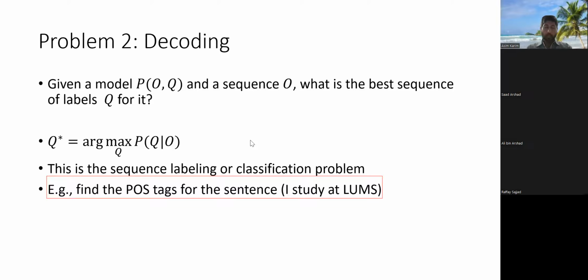So let's say you're given the sentence, "I study at LUMS," this is capital O. We would like to find the capital Q, which is what? Pronoun for I, verb for study, preposition for at, and noun for LUMS. So this sequence of labels is the capital Q that we would like to find, and which is, of course, the correct answer for this problem. So this decoding problem is the sequence labeling or classification problem, and this actually is the POS tagging problem.